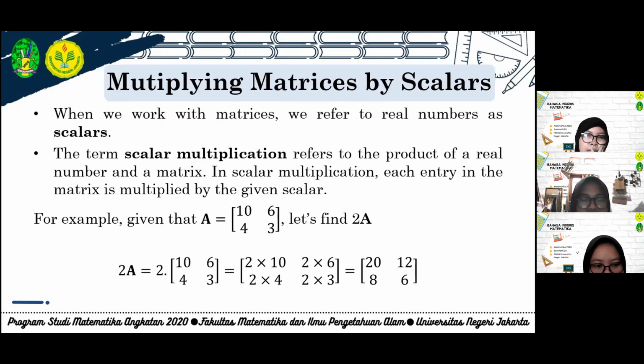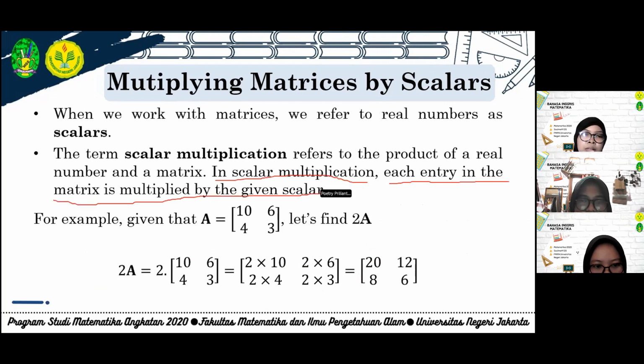Multiplying matrices by a scalar. When we work with matrices, we refer to real numbers as scalars. The term scalar multiplication refers to the product of a real number and a matrix. In scalar multiplication, each entry in the matrix is multiplied by the given scalar.